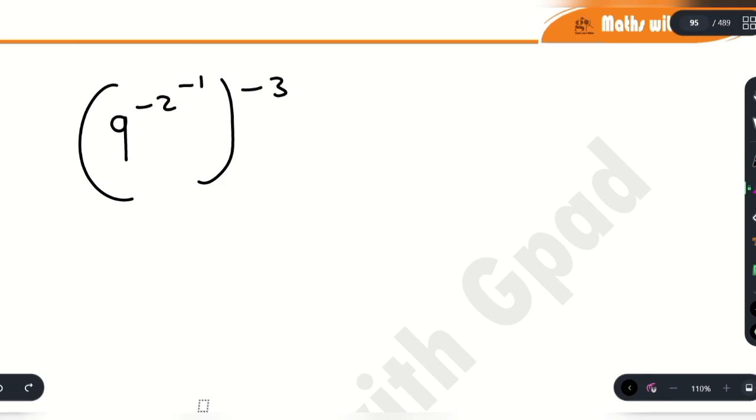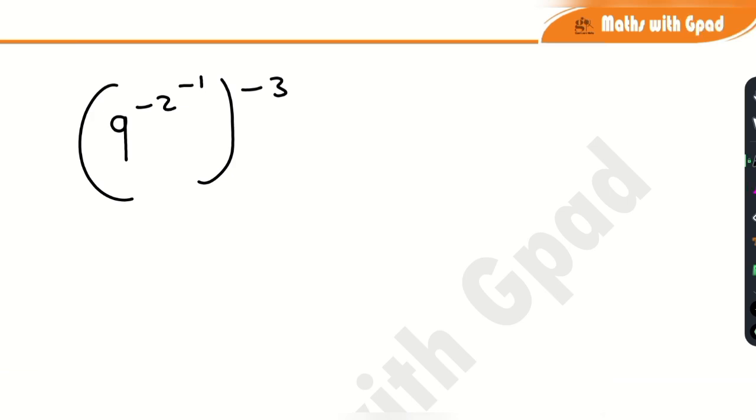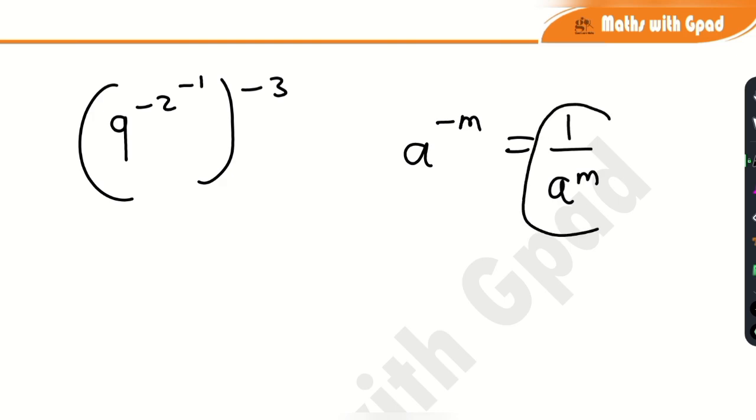So I already told you about the negative index rule. If you have a negative exponent and you want to take away the negative sign, again, see what I have? The negative sign will take the reciprocal of the value. So in this case, you are going to have what? 1 over a raised to the power m. Notice there's no more negative sign here.